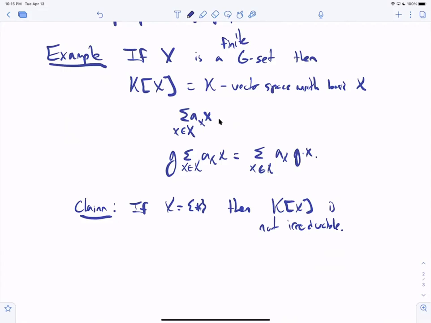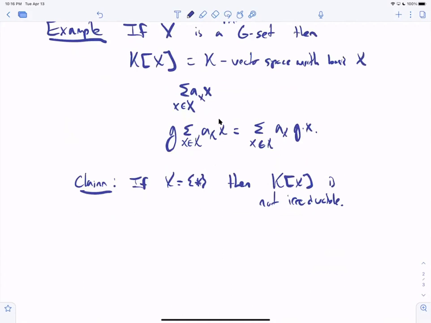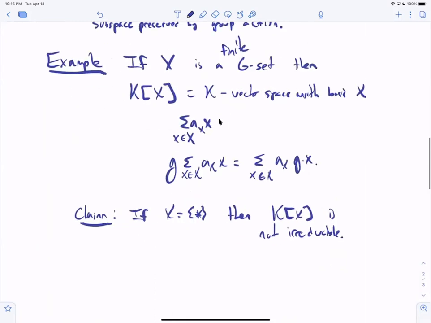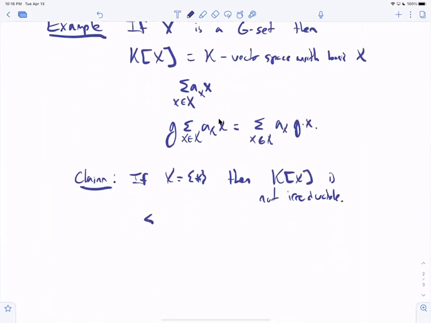I'm saying if you take a G-set, even a transitive G-set, so something that's irreducible as a G-set, the space of functions on it is not irreducible if it has more than one element in it. And the reason is, if I look at just the span of the element where I add up all the elements in X, then this is an invariant subspace. This is a subrepresentation. So you always have this one-dimensional subrepresentation.